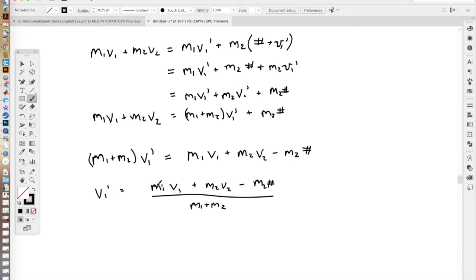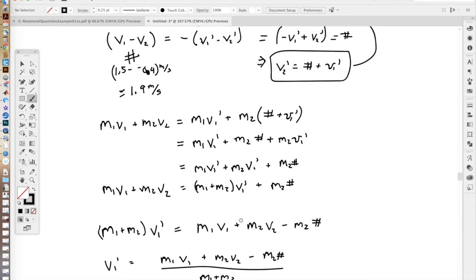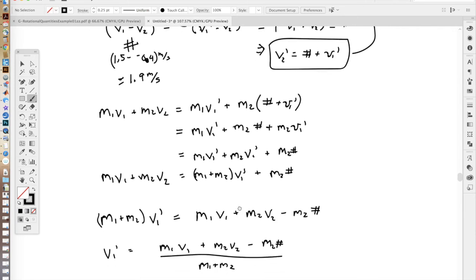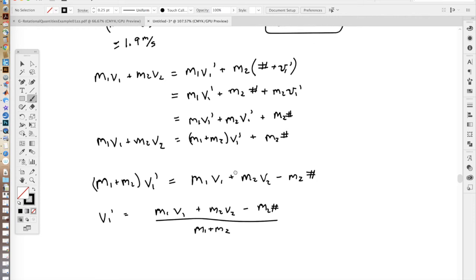And now we can just plug in our value for m1, our value for v1, our value for m2, our value for v2, our value for m2, and our value for the relative velocity. If we go back up and look, remember that our number was 1.5 minus 0.4 was equal to 1.9 meters per second. Right. So this number here was 1.9 meters per second.